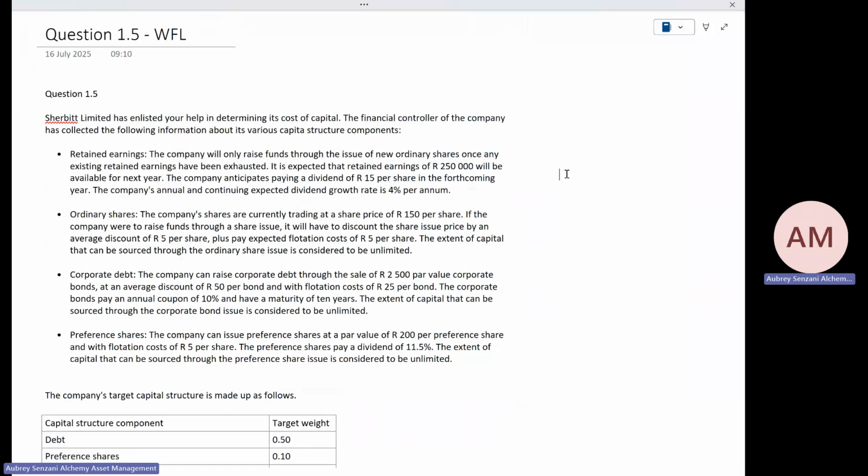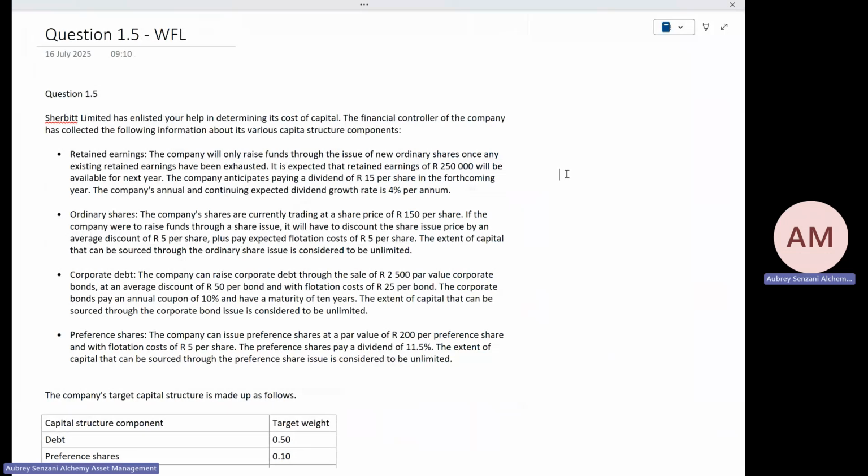Okay. Using the available information on a single graph, prepare the weighted marginal cost of capital schedule and the investment opportunity schedule. This is why I wanted us to do this question. Decide which investment opportunities the company should undertake. Okay, so now we know what they want us to do. Let's read through the question.